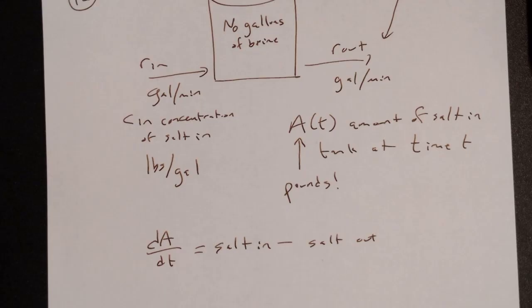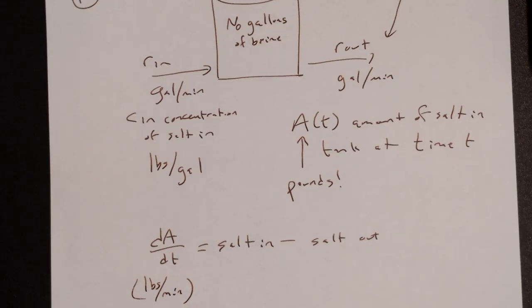If I'm doing salt in, what should the units be on that? If the units on salt is pounds, what unit should dA/dt have? Pounds per minute, because it's dt. So this should be pounds per minute. And that means that whatever's over on this side with salt in and salt out should end up being in pounds per minute. So let me start with salt in.